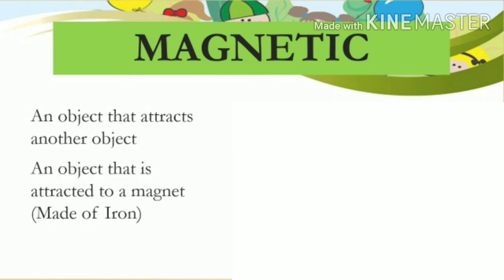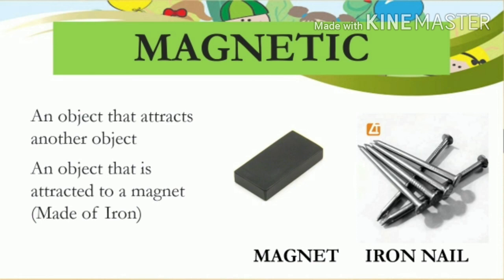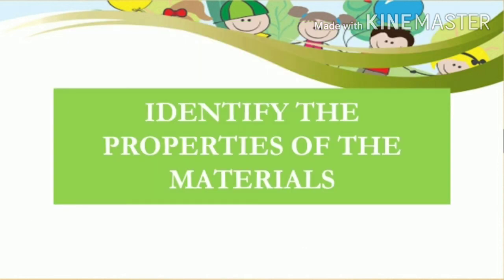Another property of matter is magnetic. These are any objects that attract other objects. These are objects that are attracted to a magnet. These are mostly made of iron. Examples of magnetic objects are magnet and iron nails. Let us take note that an object does not only have one property. An object may have one or more properties. Now, let us identify the properties of matter.